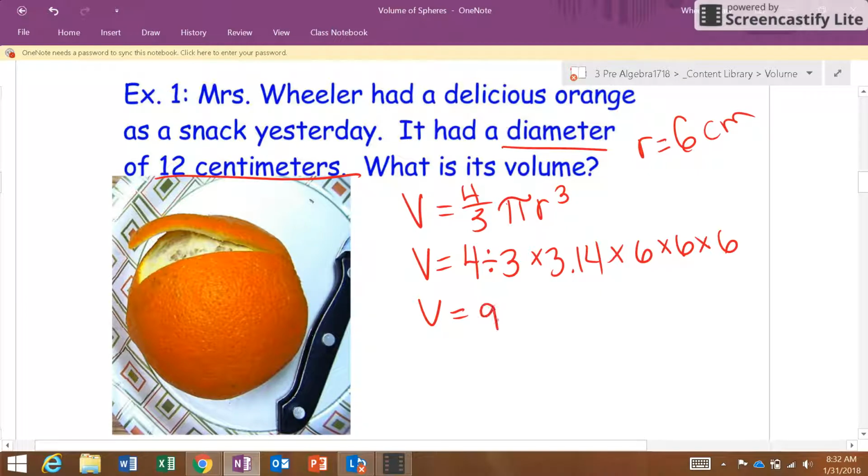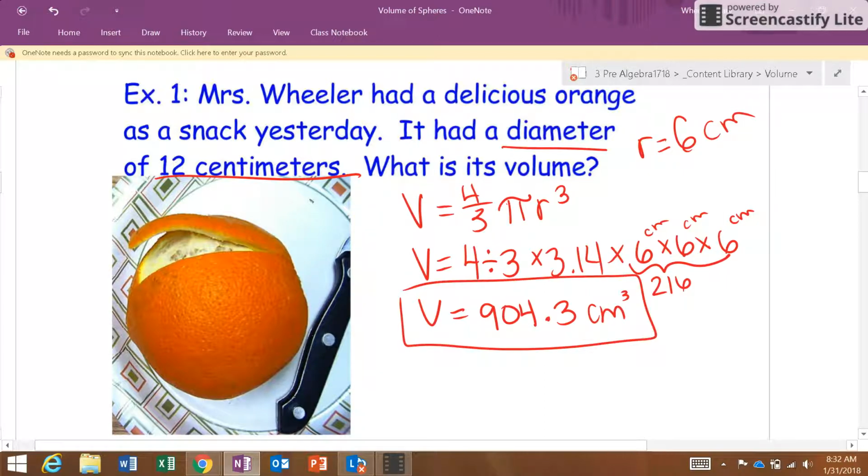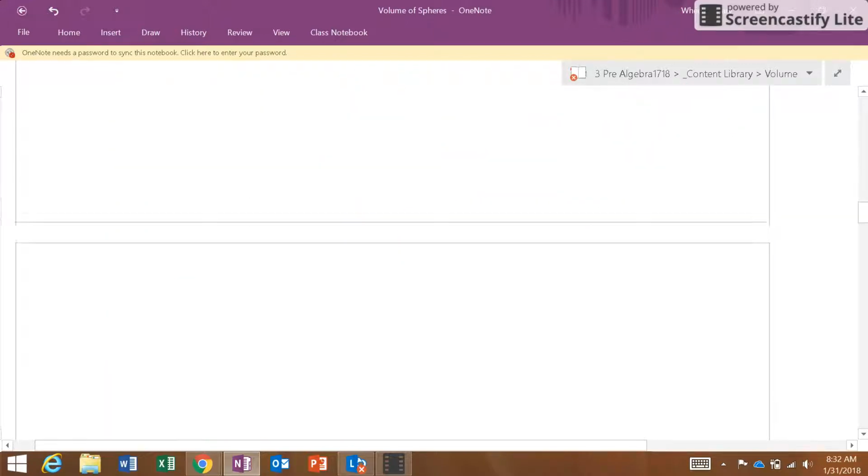I got 904 and 3/10, about. I rounded it off. You could also cube your 6 first and make that 216 and multiply it that way. That gives you a bit fewer numbers to type in, and you should get the same solution. And this is centimeters times centimeters times centimeters, so centimeters cubed. Hooray! Let's move on to the next example.